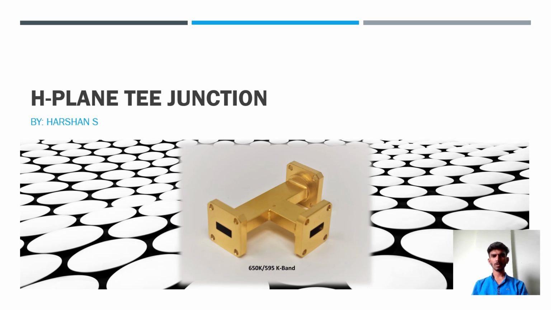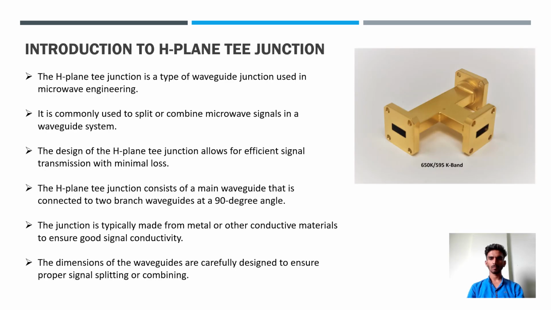Today we are going to discuss the H-plane T junction. Let's start the video. First of all, what is an H-plane T junction? In the image you can see the structure of the H-plane T junction, and it is made up of a conductive material or a metal for good signal conductivity.